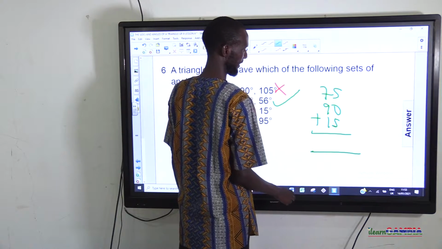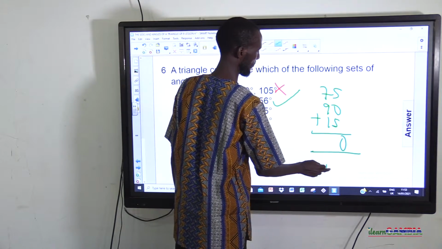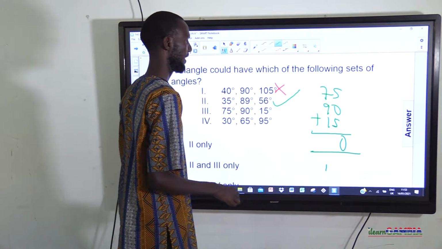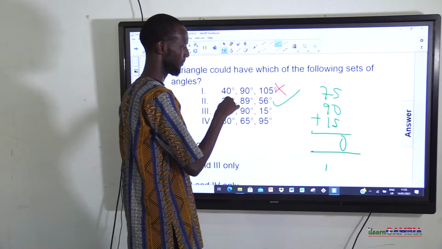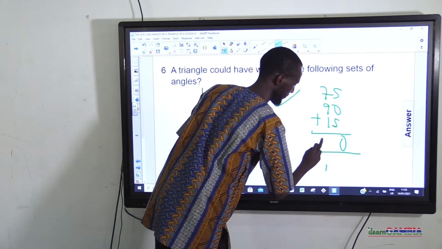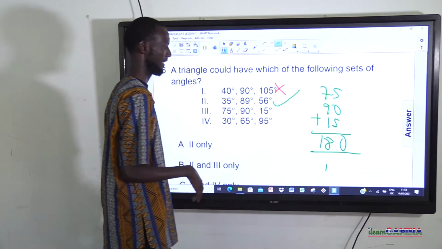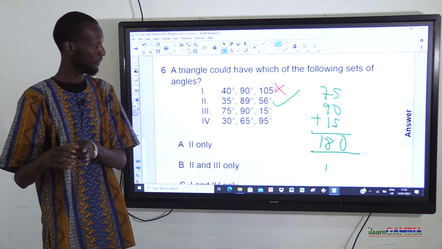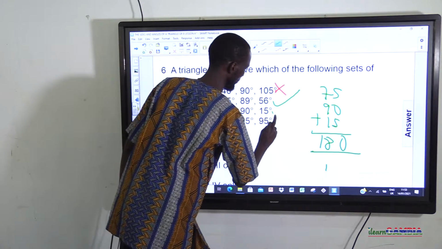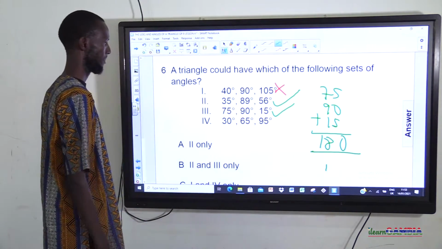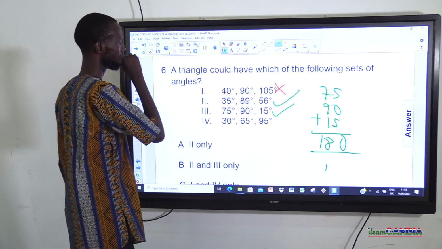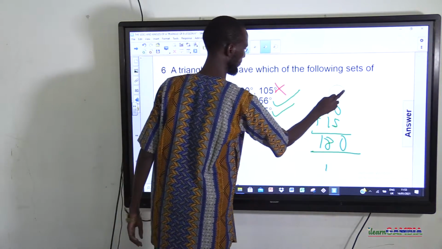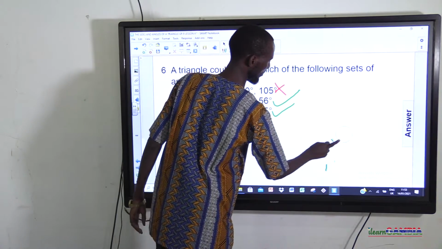5 plus 5 will be 10. 0 carry 1. 1 and 1 is 2. 2 plus 9 is 11. And 11 plus 7 will give us 18. Again, that's exactly 180 degrees, which is what we are looking for. So this also is correct. Then we take the last one. Let me rub this off.